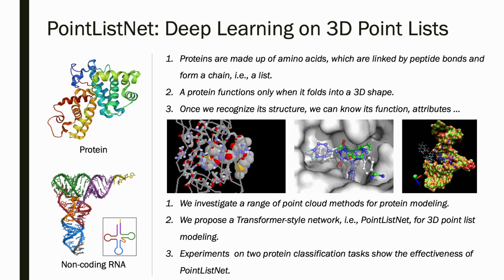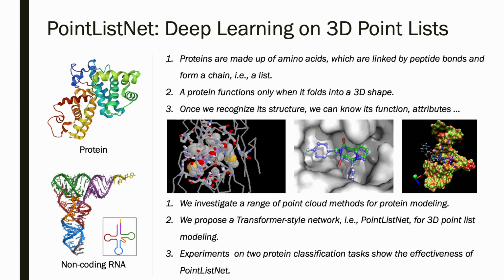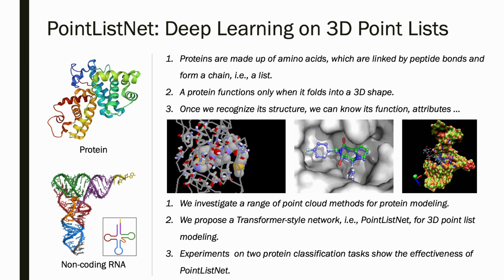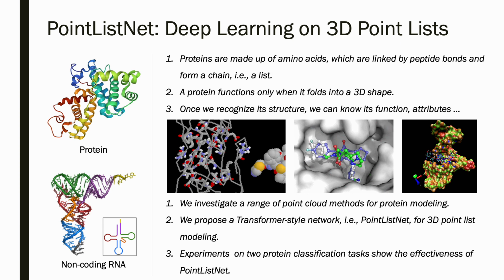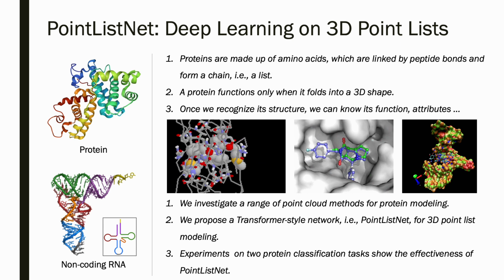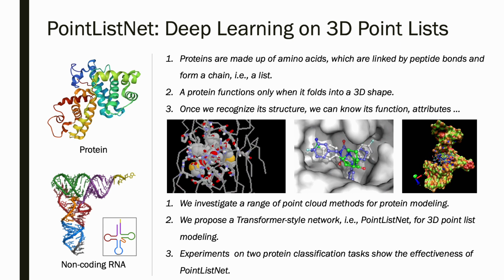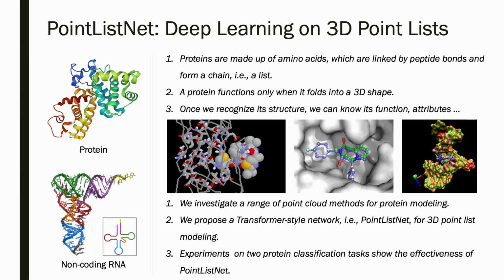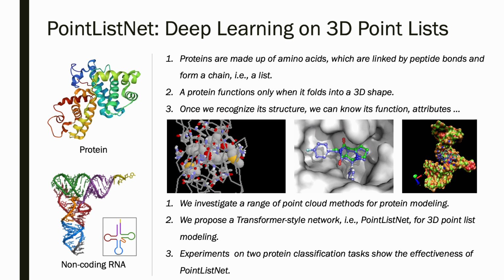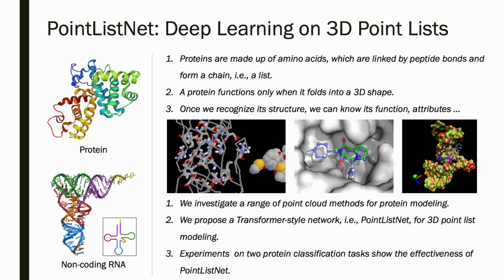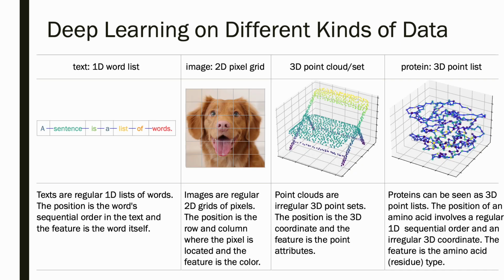In this paper, we first investigate a range of point cloud methods for protein understanding. Then, we propose a transformer-style network, that is PointListNet, for 3D point list modeling. We conduct extensive experiments on two protein tasks, and the proposed method significantly outperforms the existing methods. Now, let's go into the details of this work.